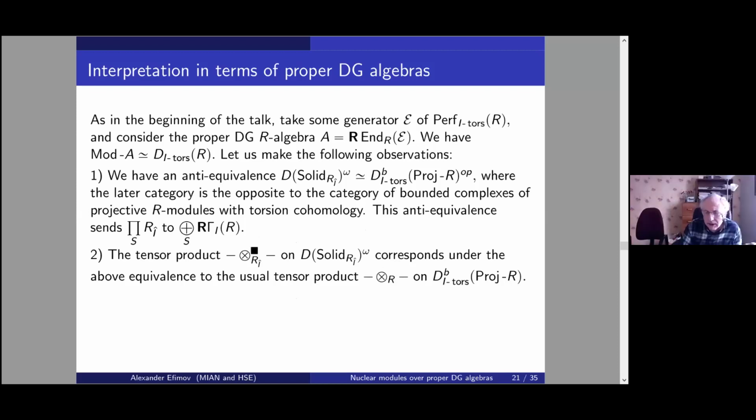Again, I want to understand the baby case. Suppose R equals Z_p, and I is generated by p. Then basically here you get copies of Q_p mod Z_p, shifted by minus 1. Can you explain slowly what happens in this case? In this case, this anti-equivalence sends the product of copies of Z_p.